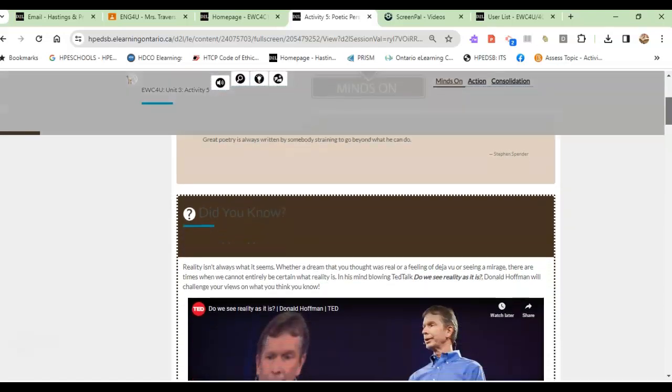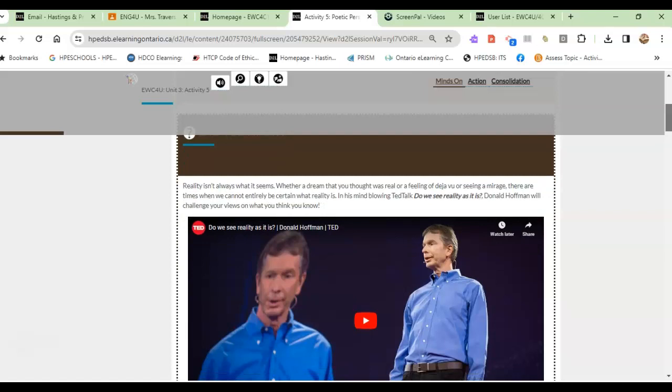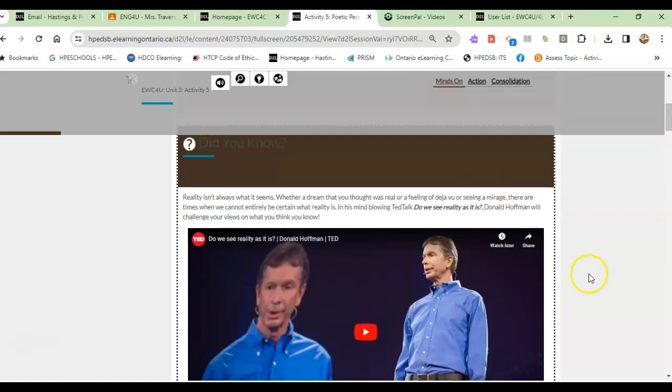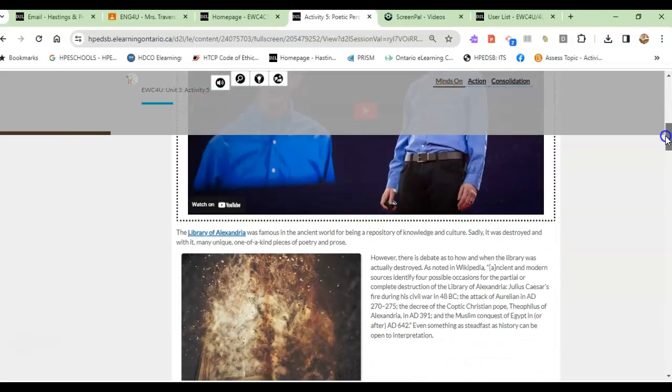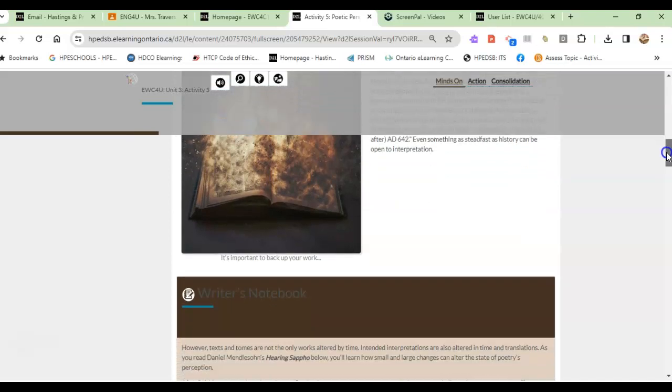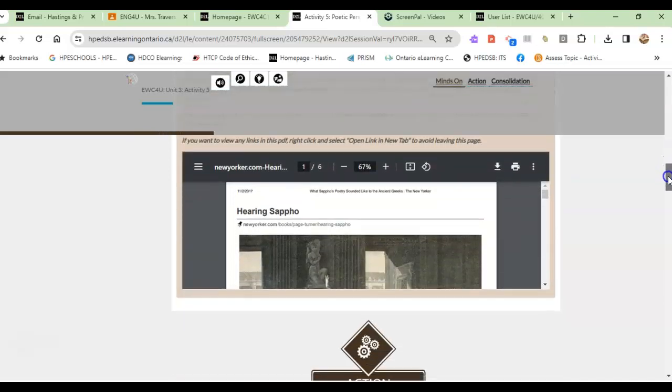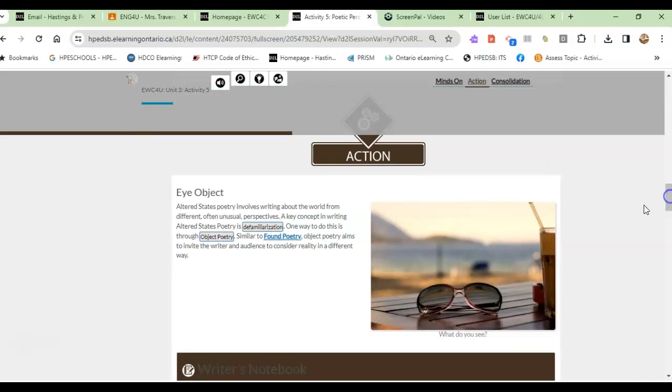So we're going to go through, this is all the formative information about different types of poetry or writing about reality and changing the reality of how we see it. So there's just some ideas in there before we get to coming down here. This is the really important part. So we're going to be writing what's called an object poem, and I'm going to explain that. So there's a lot of information in here.